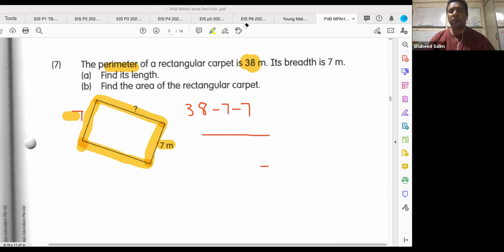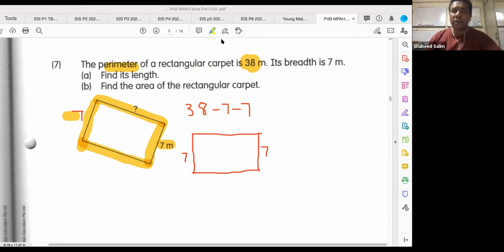This one. Oh, it's joined. Sorry, I draw again. You must be able to see what we do when we minus. There's one length, another length. There's one breadth, there's another breadth. So this is 7, this is 7.